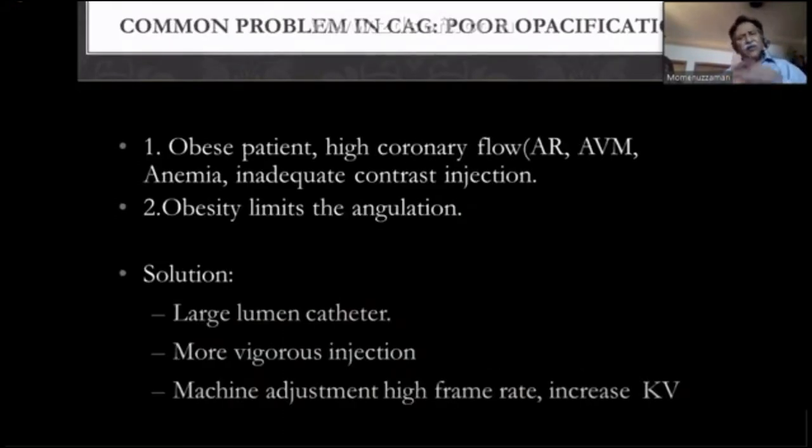Sometimes we see that the patient, after a lot of struggle, we are not seeing properly because the patient is too much obese, the coronary flow is very high, especially in anemia or very tachycardia, and also with the large angulation can reduce the visualization. So the solution is to take a larger catheter lumen and also give vigorous injection, and sometimes next to increase the KV of the X-ray beam.